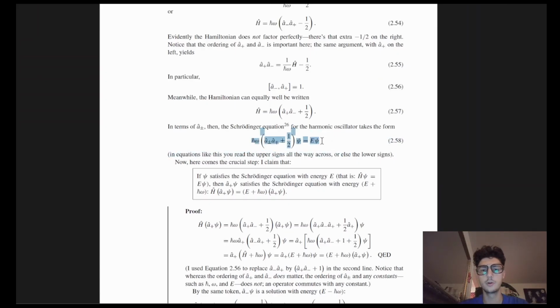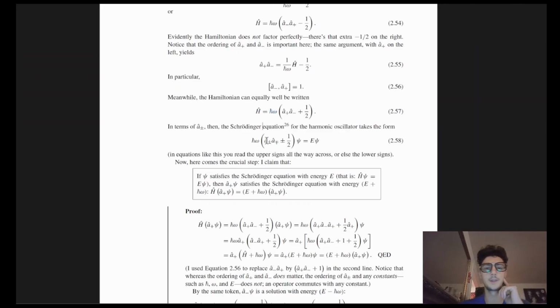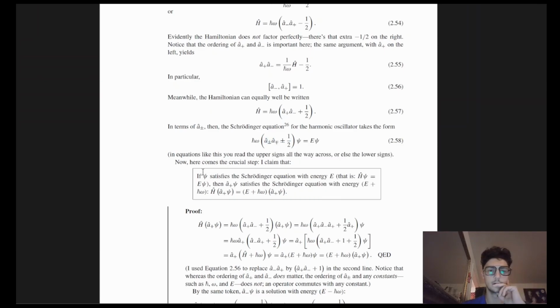So this is the Schrodinger equation, the time-independent Schrodinger equation. We replace the Hamiltonian. In this case, the Hamiltonian includes the potential of the harmonic oscillator, which we introduced before. We factor the harmonic oscillator, and then boom, we get a new equation. Why are we doing this?